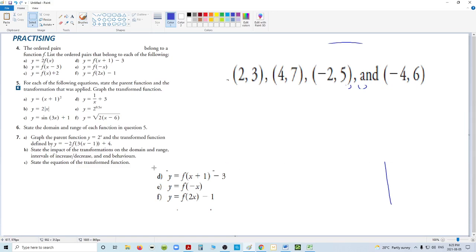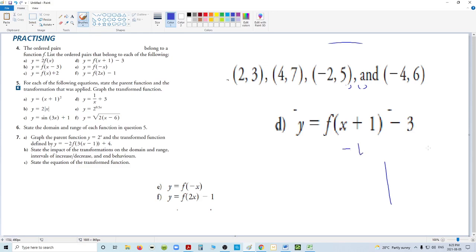All right, what about this one? They're starting to add more things at once. This one has 2 transformations. One of them is on the x values. One of them is on the y values. So that means all my x values, I don't add 1, I subtract 1. And all my y values, as we see, I subtract 3 from all my y values.